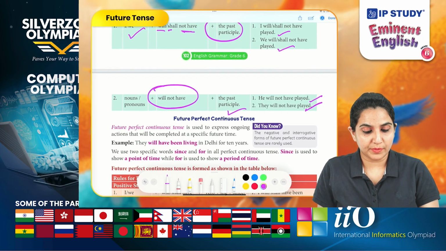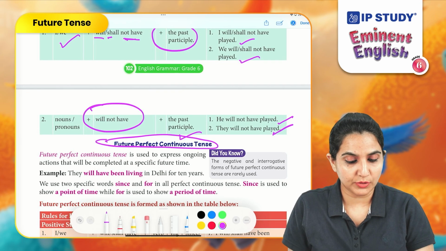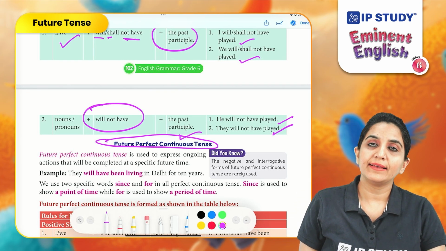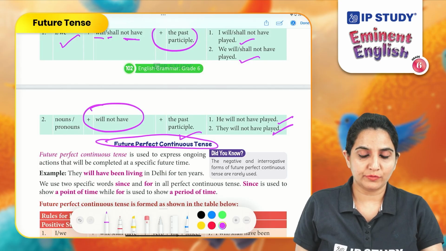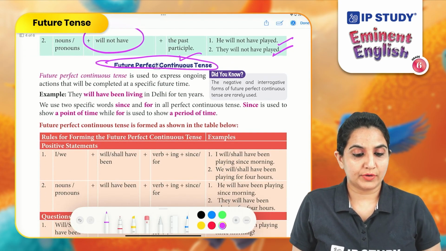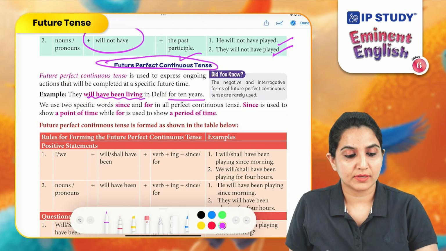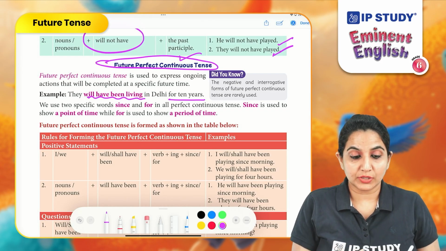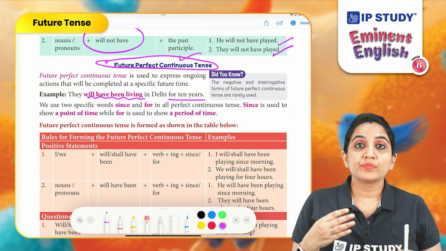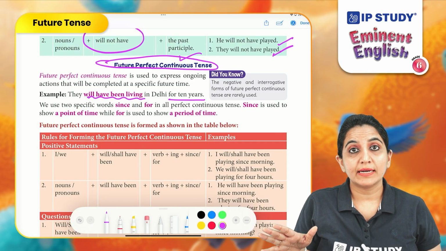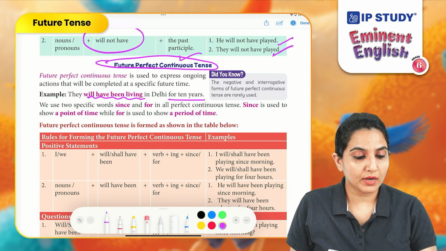The future perfect continuous tense is used to express an ongoing action that will be completed at a specific time in the future. For example, they will have been living in Delhi for 10 years. So, this is an ongoing action that will be completed at a specific future time. They will have been living in Delhi for 10 years.